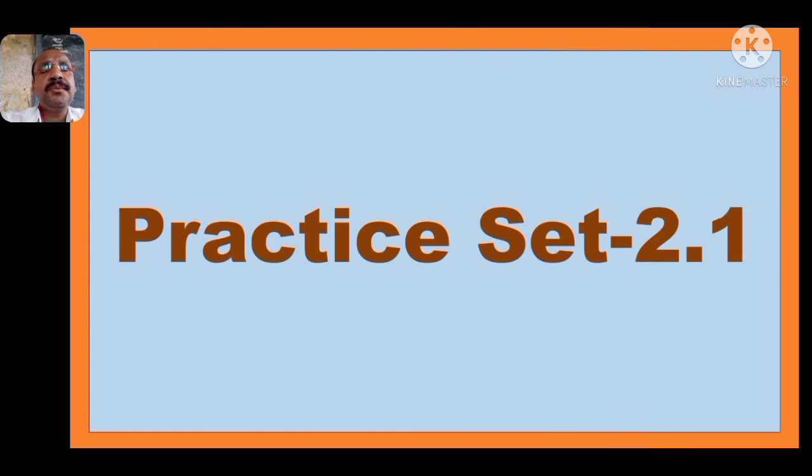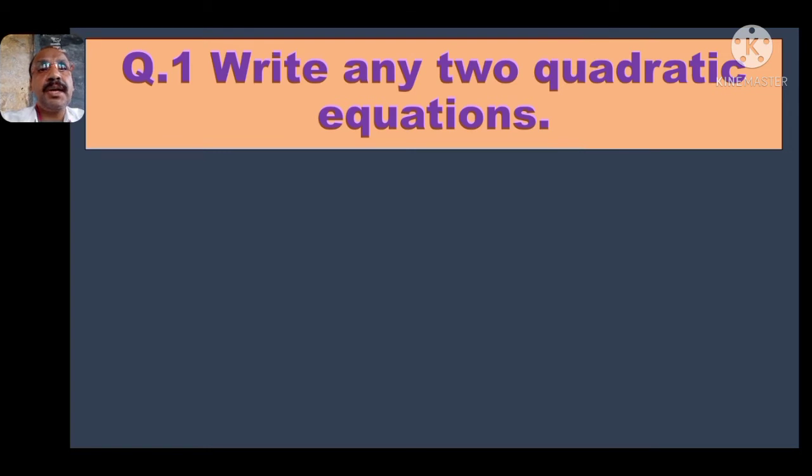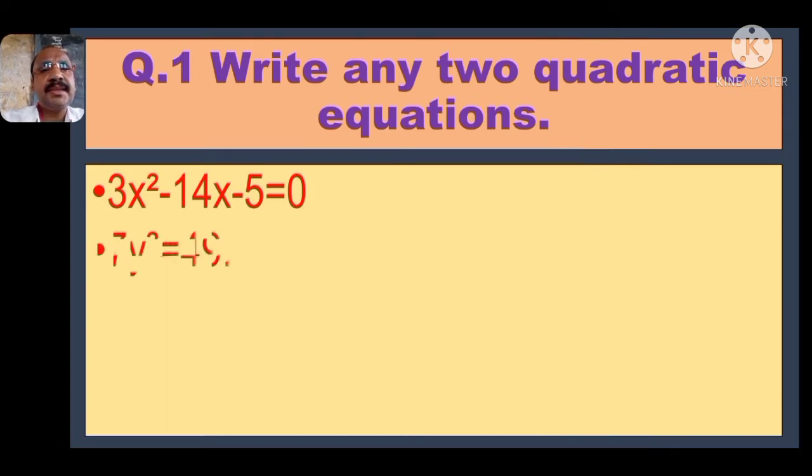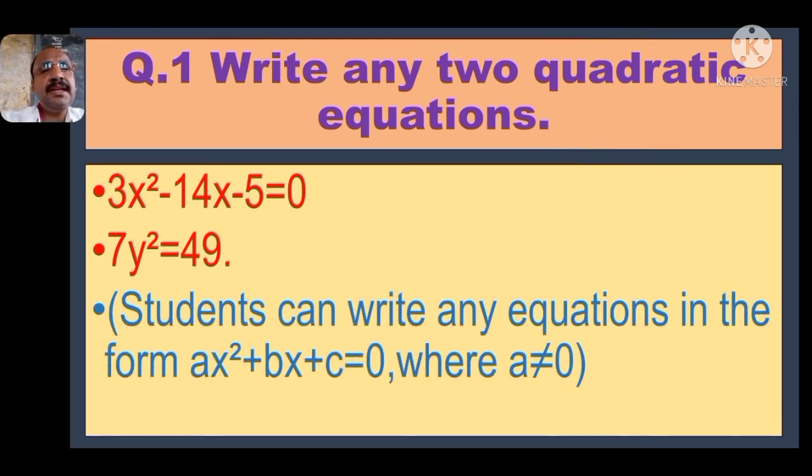Now, we are going to solve some examples in practice set 2.1. Here question number first, write any two quadratic equations. Now here we have freedom to write any quadratic equations. Here 3x square minus 14x minus 5 is equal to 0. Second one, 7y square is equal to 49. Students can write any equations in the form ax square plus bx plus c is equal to 0, where a is not equal to 0.